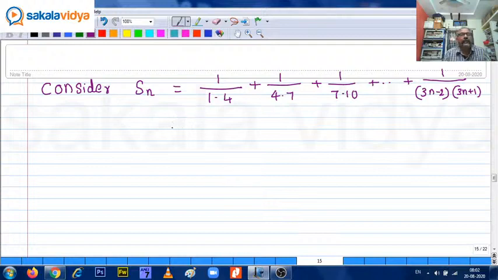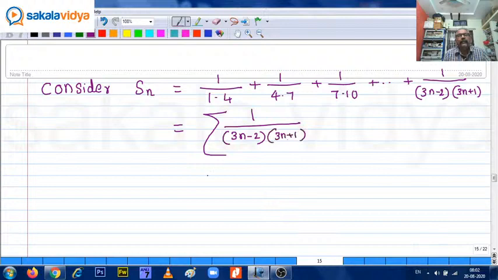So this is equal to, we can write sigma 1 upon 3n minus 2 into 3n plus 1, n value takes from 1 to n. Substitute 1 here, 3 minus 2 is 1, 3 plus 1 is 4 only. Now the partial fractions of this we need to find out. 1 by 3n minus 2 into 3n plus 1, partial fractions we need to write.